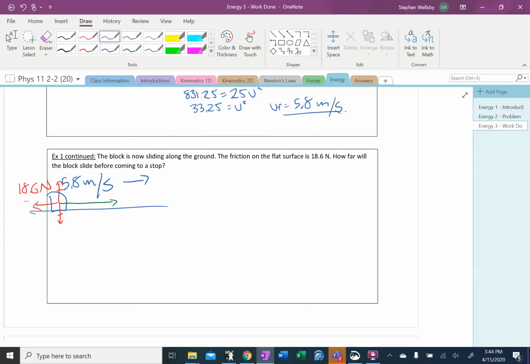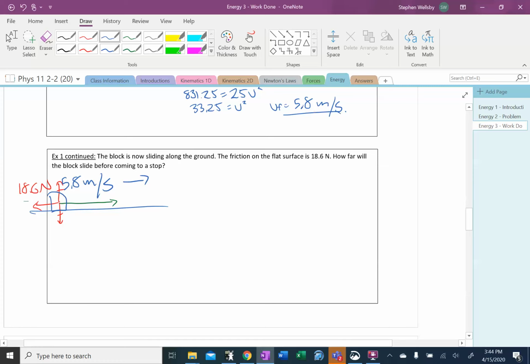And so let's see if we can solve this on your own. Please pause the video and come back when you've got the answer. Okay, I'm sure you've all paused it and solved it, and here you are. So it's moving at 5.8 meters per second.